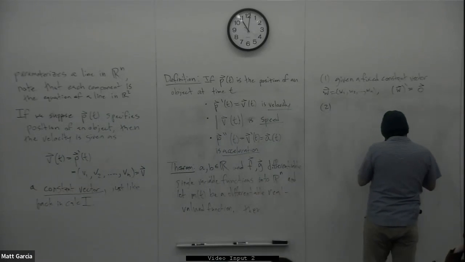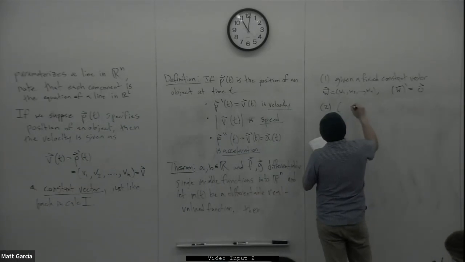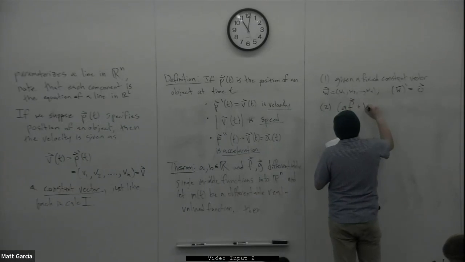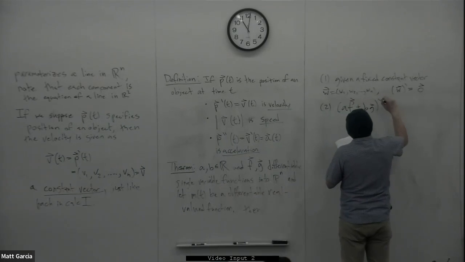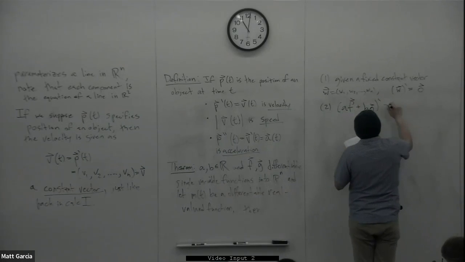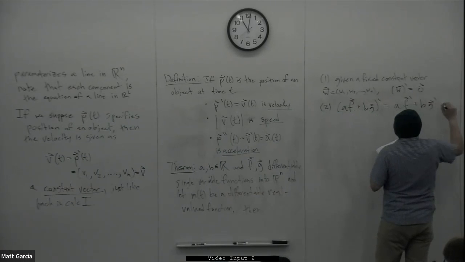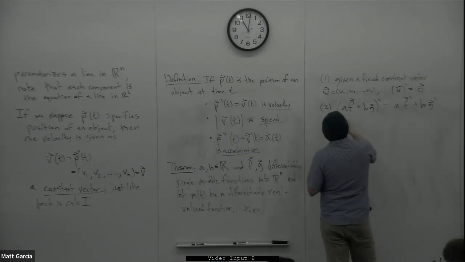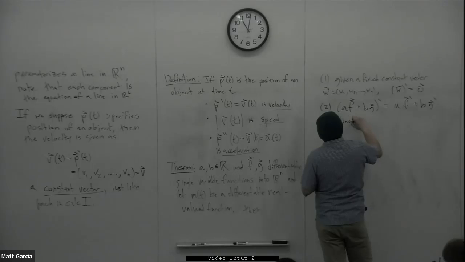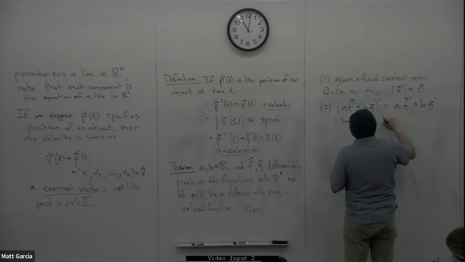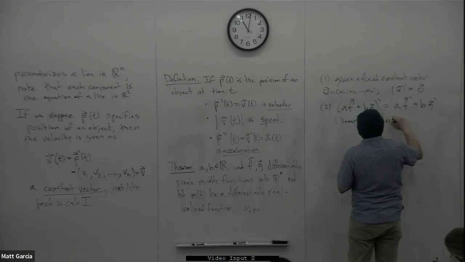Okay, 2. The derivative of a times f hat plus b times g hat is equal to a times f hat prime plus b times g hat prime. This is known as the linearity of the derivative.